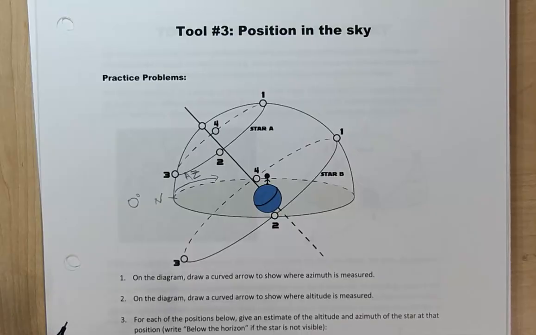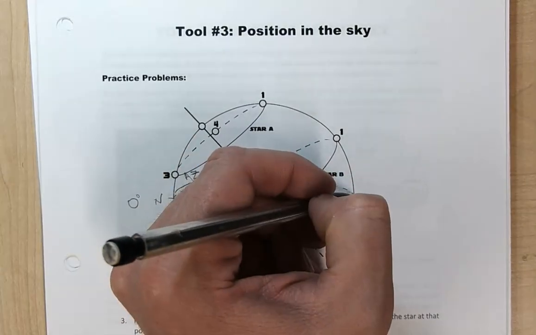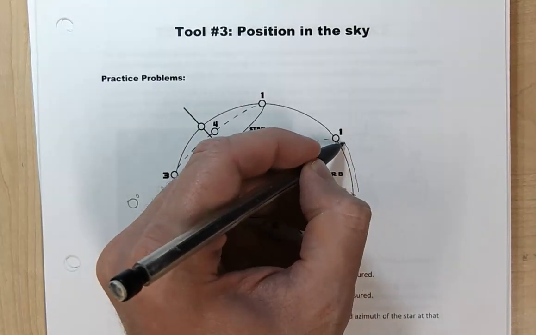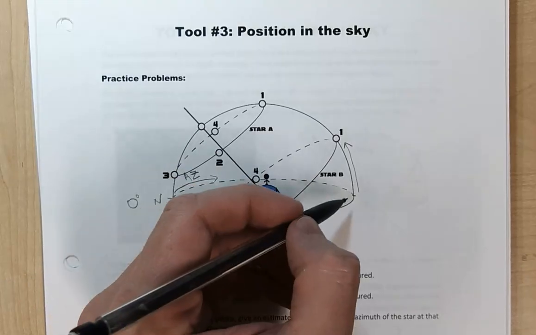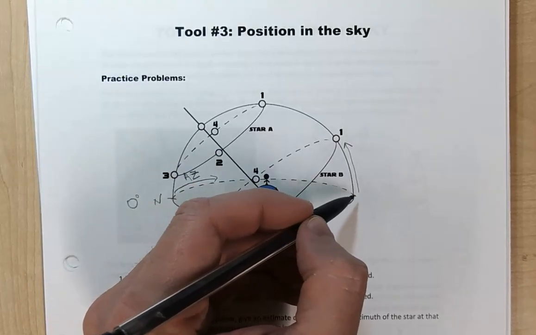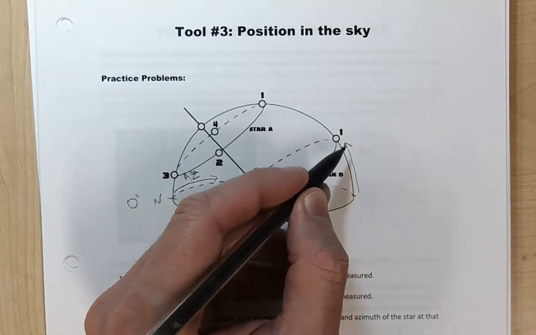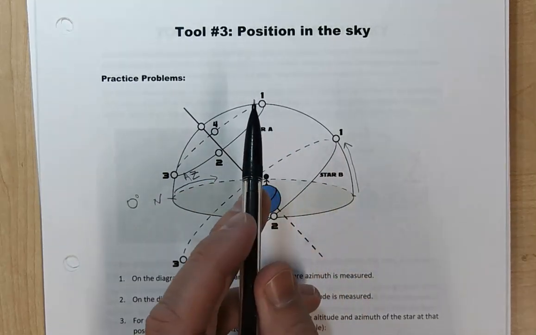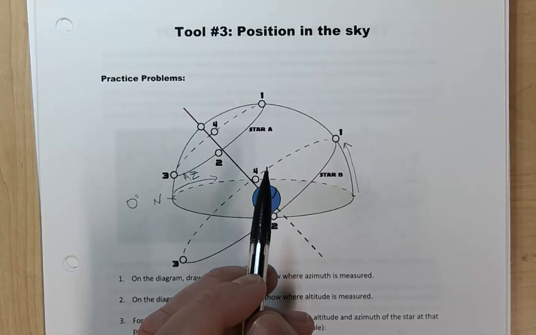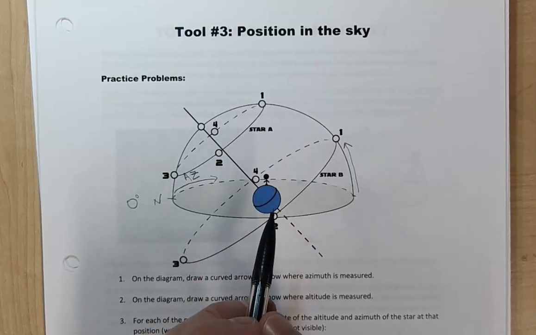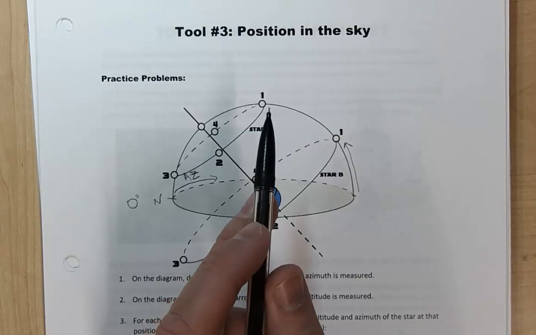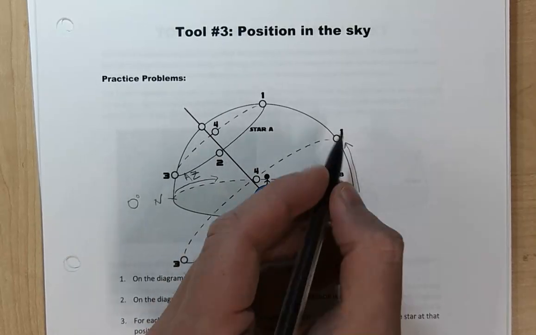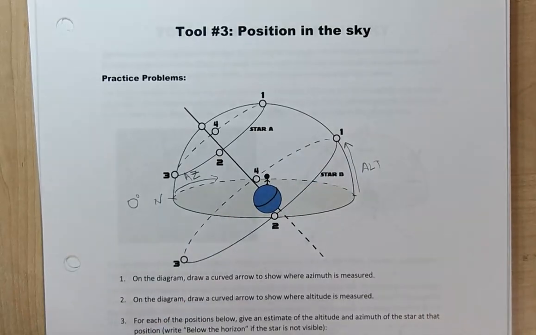Question 2. Draw a curved arrow to show where altitude is measured. Well, altitude is measured from the horizon going up, right? If something is on the horizon, it's at 0 degrees altitude, and then it increases going up, until you're looking at the point straight up over your head, the zenith, which is 90 degrees above the horizon.